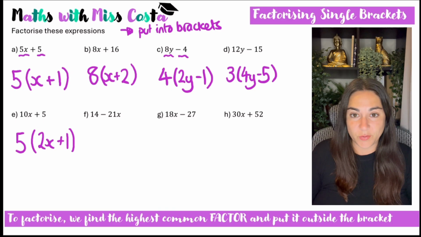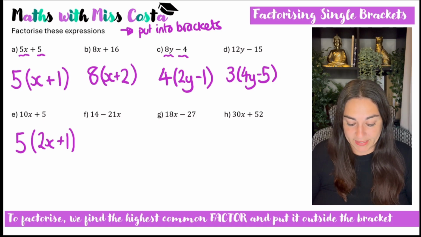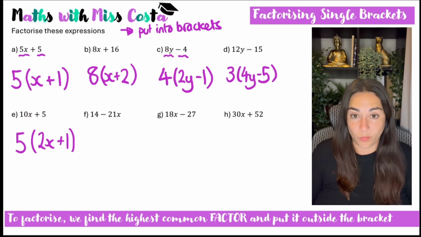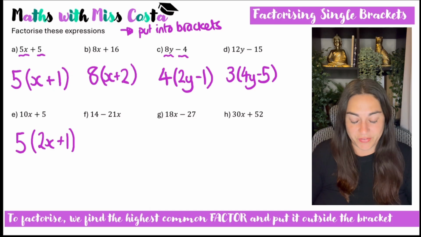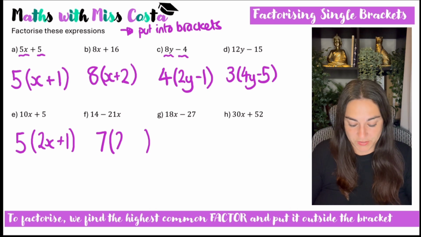Then with 14 and 21, what's the highest common factor that goes into that? So this one's a little bit trickier because I need to think what number that is not 14 or 21, what number multiplies into both. And 14 and 21 are both in the 7 times tables. So I'm going to put 7 outside the brackets. And 7 times what makes 14? That would be 2. And then 7 times minus 3 makes minus 21. So it would be minus 3x.